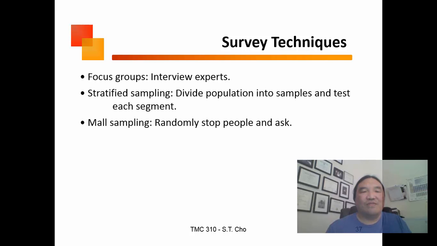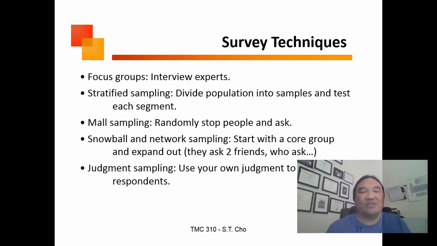In terms of survey techniques, these are the different techniques you can use in your sampling. You can go through focus groups, where I'm picking specific experts I want to talk to. Stratified sampling is where you divide the population into samples and test each segment. Mall sampling is where you just randomly stop and ask people. Snowball and network sampling is where you ask a core group and then you ask them to tell other people to go fill out your survey. And this is very common online.